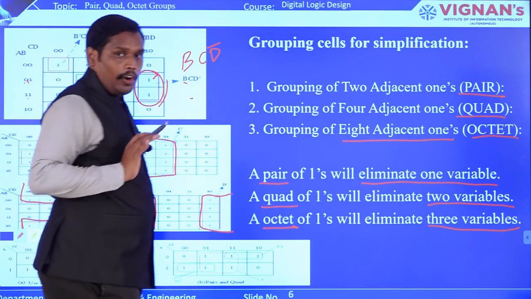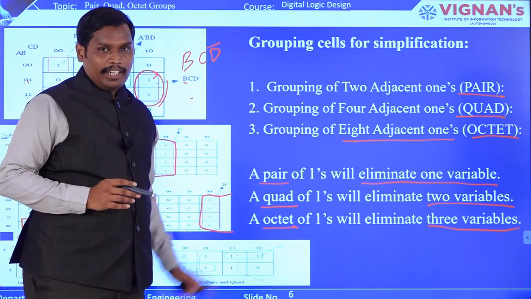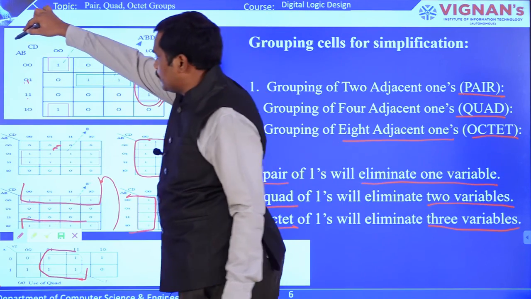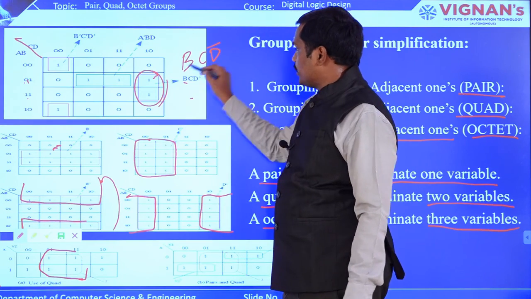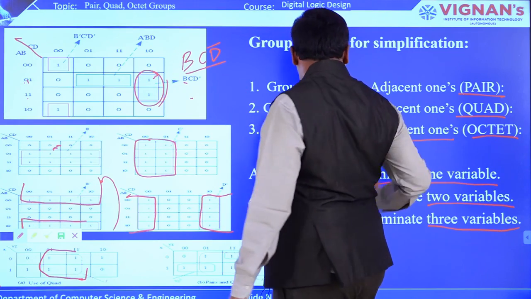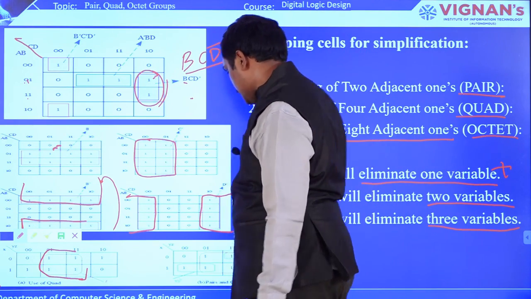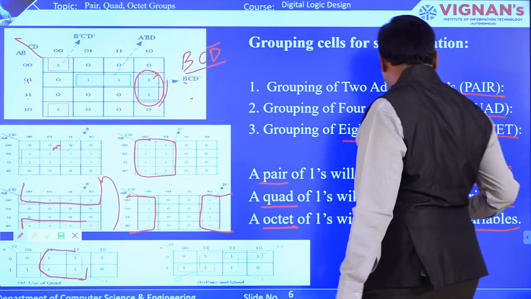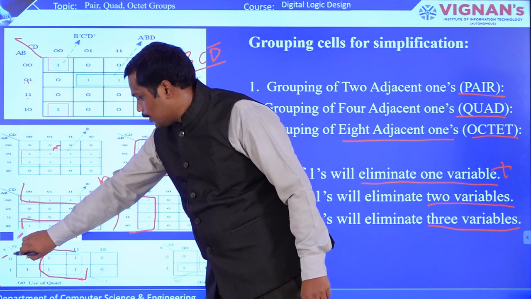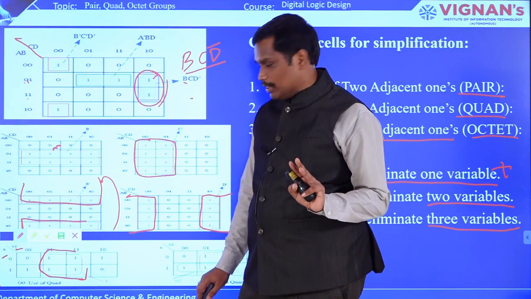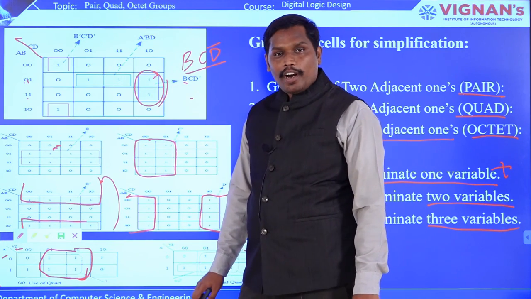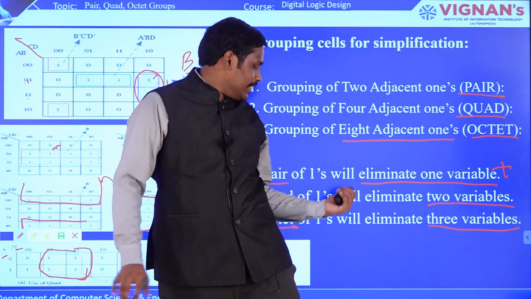Pair, quad and octet: a pair of ones will eliminate 1 variable. You can see this K map has 4 variables, and when you generate the term, it has 3 variables, which means 1 variable is reduced. Next, a quad will eliminate 2 variables. Now you see this Karnaugh map is 3 variable: X, Y and Z. So 3 Boolean variables are there. Here he has constructed a quad for 3 variables. A quad will generally remove 2 variables.